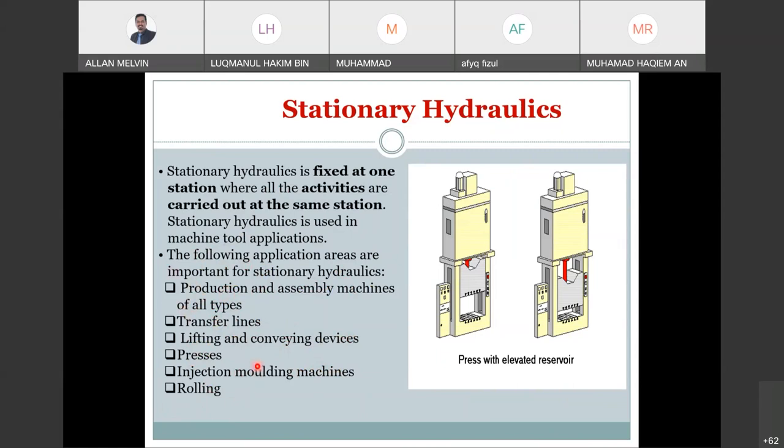Memang all this thing will be in the production line. Tapi idea dia is fixed in one station and if you want to do work, you need to go to that particular station. Sebab tu car workshop, you kena bawa kereta you ke workshop. Bukan workshop come to you. Because all the thing that is fixed, it will be in the workshop.